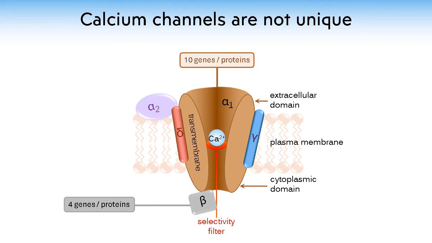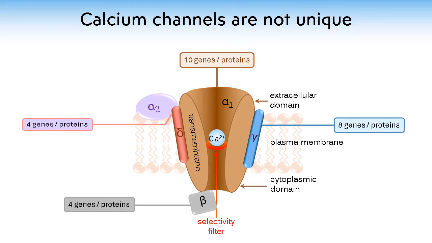4 genes code for 4 different beta subunit proteins, and 8 genes code for 8 different gamma subunit proteins. The alpha-2 and delta proteins are the product of a single gene and are linked together by a disulfide bond to form a single functional subunit. There are 4 alpha-2 delta subunits encoded by 4 different genes.